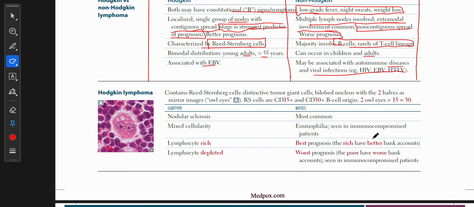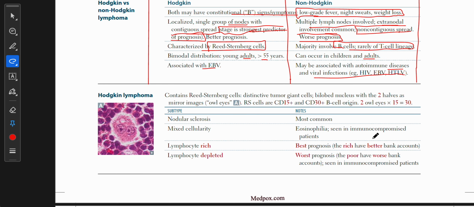Right? So let's go into details of Hodgkin lymphoma. As I have said earlier, Reed-Sternberg cells are a very characteristic feature. It is distinguished by these tumor cells. You can see these cells here, with an owl's eye appearance. You can see the owl's eye appearance here, right?